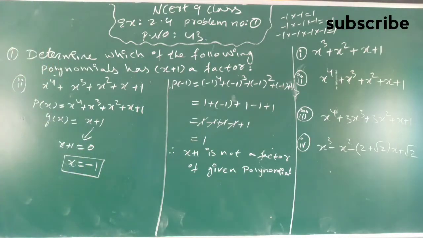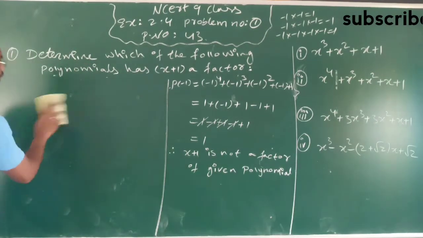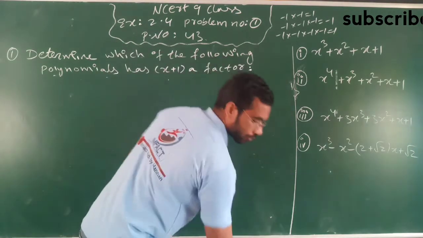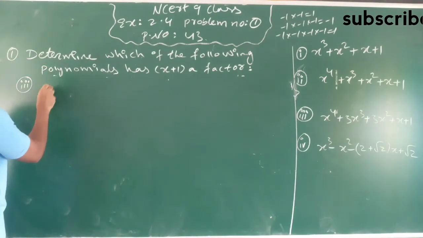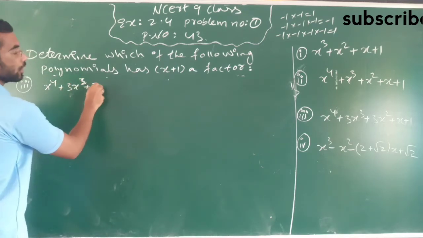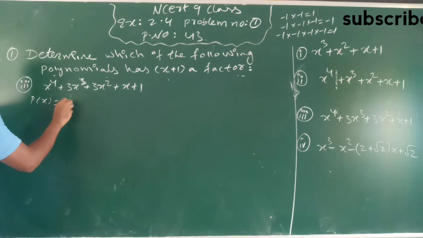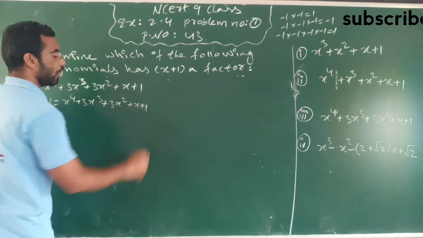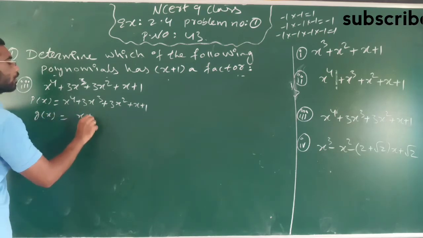Okay. Now we will go for the third question. In this one, same question, third. Here it is given x power of 4 plus 3x power of 3 plus 3x square plus x plus 1. So p of x equal to x power of 4 plus 3x cube plus 3x square plus x plus 1. Now g of x is given as x plus 1.